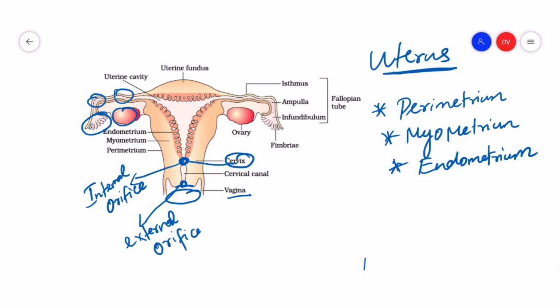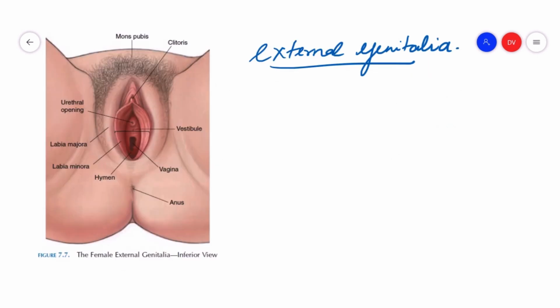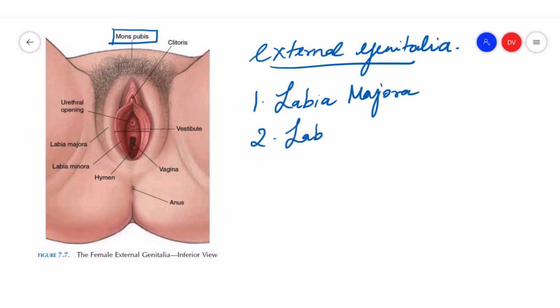Now that we have completed everything, the next thing is about the external parts. You can see the different parts. So let me tell you what parts you have to keep in your mind. This portion is known as the mons pubis, very rich with fat molecules, I can say rich with adipose tissue. That is the mons pubis, where you can see the pubic hair. And the major parts you have to know are the labia majora, labia minora, the clitoris, and the hymen.